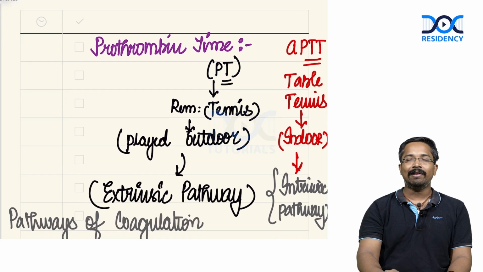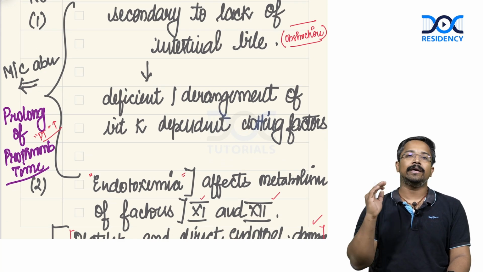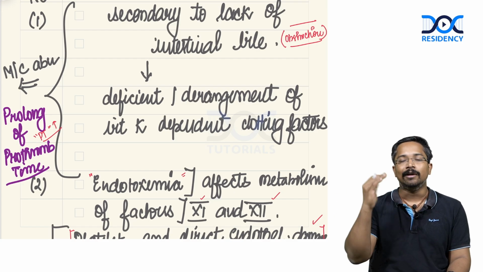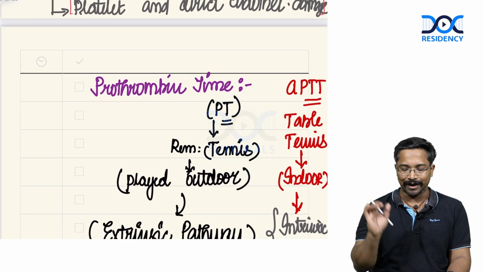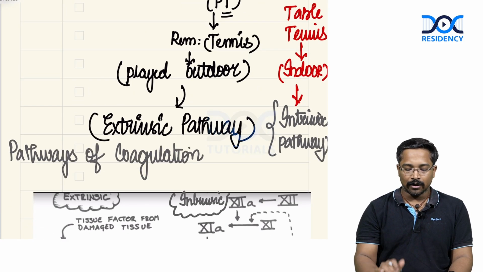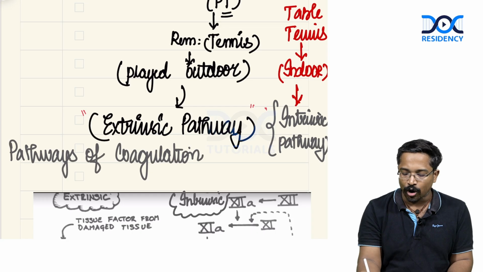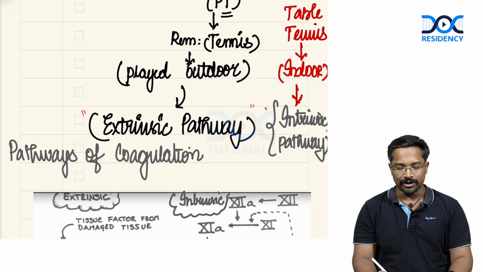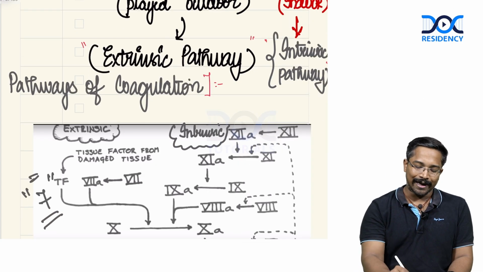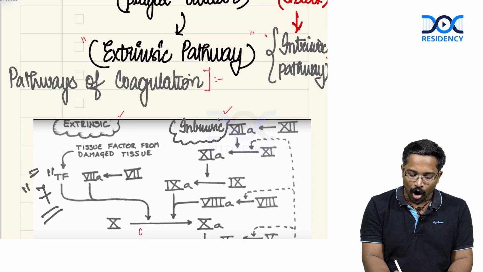So you might very well ask me how to remember that deficiency of vitamin K, affecting vitamin K dependent clotting factors, causes prolonged prothrombin time. Why not APTT? In other words, what is prothrombin time? What is APTT? There are two pathways of coagulation: the extrinsic pathway and the intrinsic pathway. A small rewind to your pathology, where the pathways of coagulation are two, namely extrinsic and intrinsic, and that will lead on to what is called the common pathway.